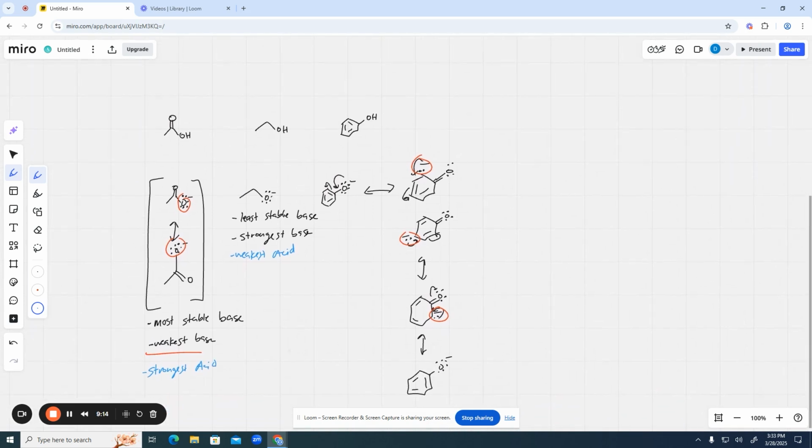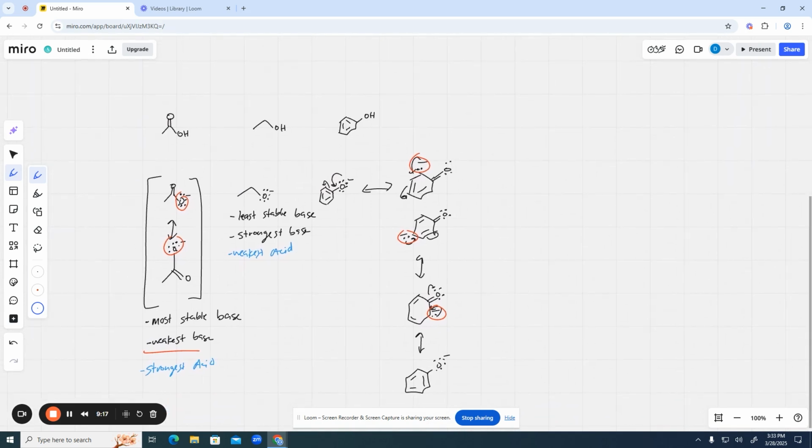So if we're ranking these based on acidity from low to high, our weakest acid would be this one. That would be number 1. This one falls in the middle. This one would be number 2. And this one would be the most acidic, the strongest acid. And just to verify, I can give you the pKa values of all of these. This one is 4.8. Remember, the lower the pKa, the more acidic. This one's 16. And this one's 10.